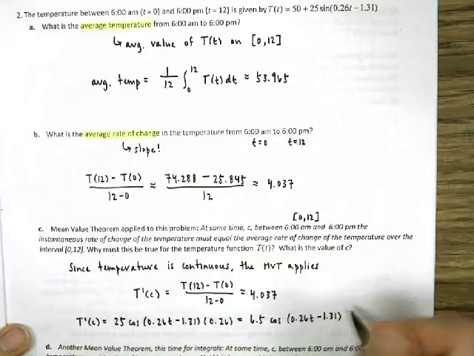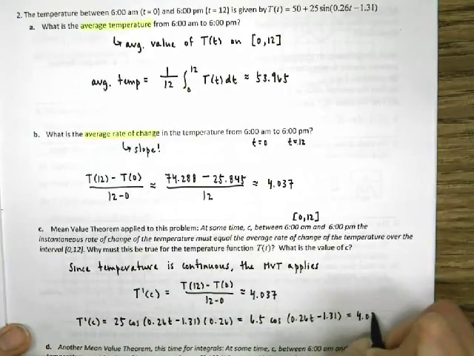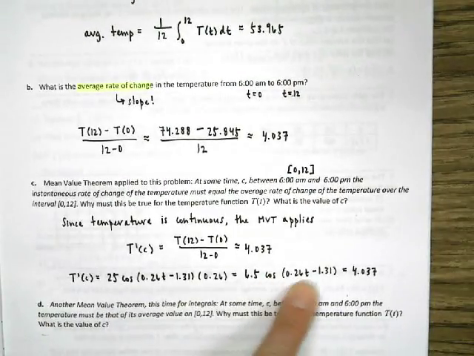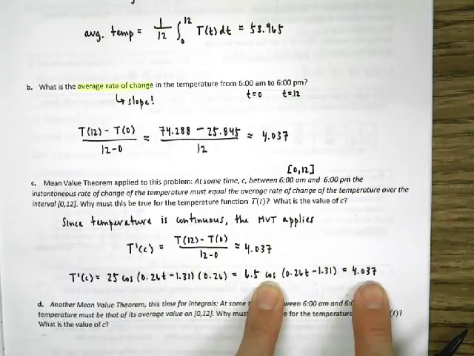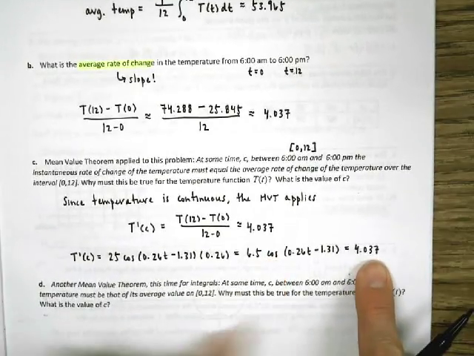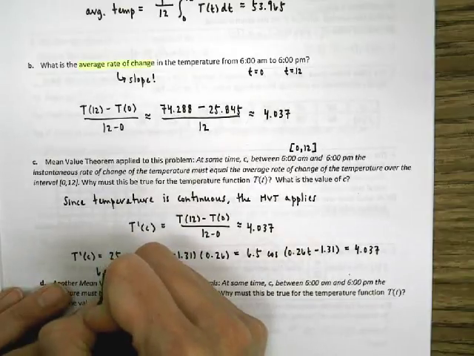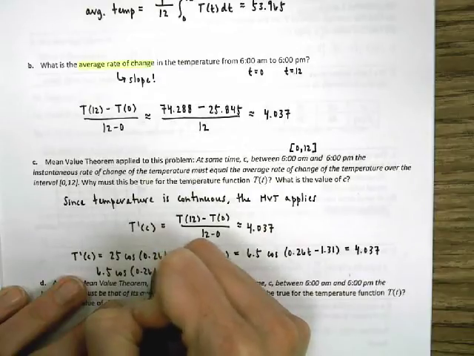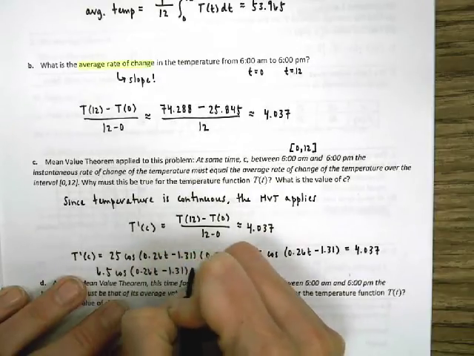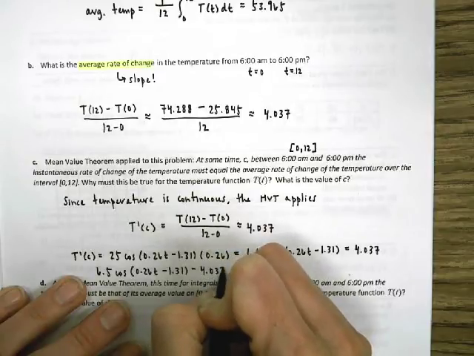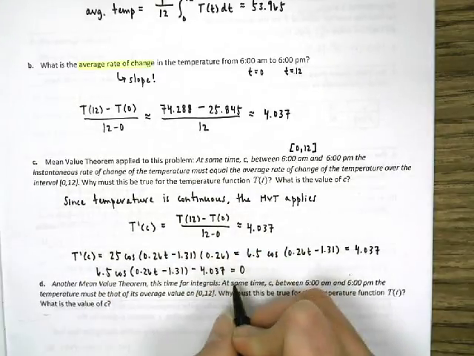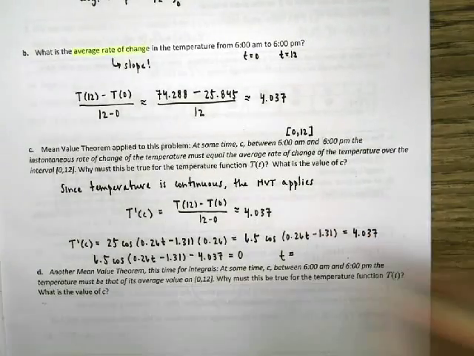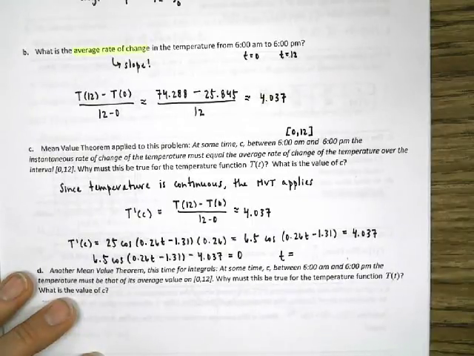And again, I want to know where that is equal to 4.037. Now, I could type these in as two functions. This, my derivative, could be y1, this could be y2, and I could find the intersection. However, what I'm going to do is put it in my calculator as 6.5 times the cosine of 0.26t minus 1.31. I'm going to subtract that 4.037, and find where that is equal to 0. That'll give me my values of t.